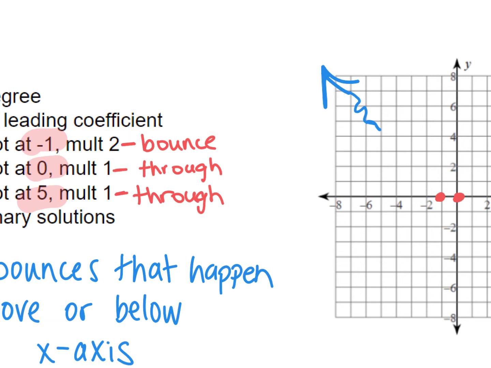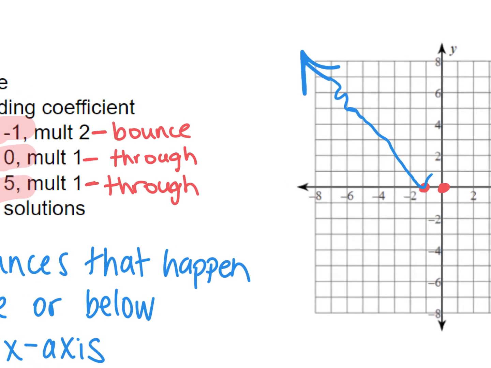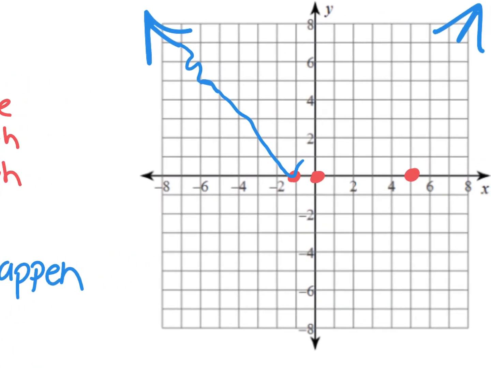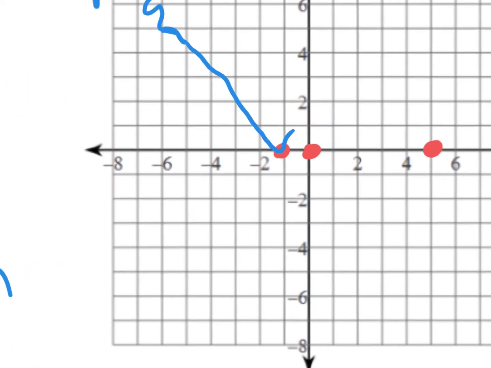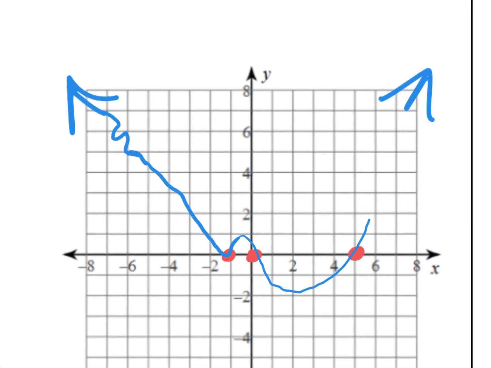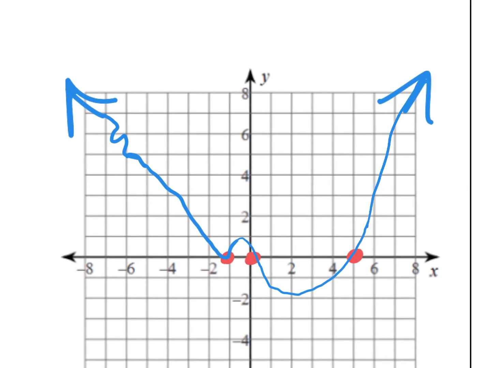And now I can just go on to the rest of this. So it says bounce at -1. That's the first number I'm approaching. So I'm going to go to -1, bounce it. And then the next two numbers I need to go through the x-axis. So after I bounce at that -1, I'm going through 0, coming back around, going through 5, and I'm going back up because that's where I need to end.